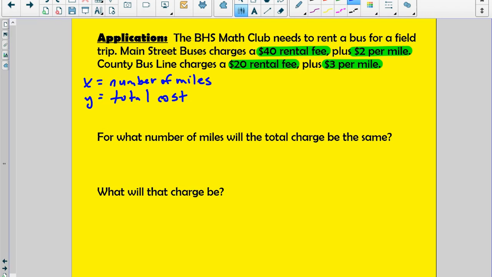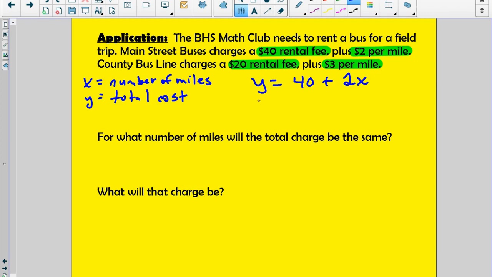So let's think about the first company, Main Street Buses. How do we find the total cost for Main Street Buses? Well, it's a $40 rental fee. So for each trip, it's just $40, whether it's 1 mile, 10 miles, 20 miles, 100 miles, whatever it is. It's just $40 to rent plus $2 for each mile. So we write that as 2 times x, which was the number of miles.